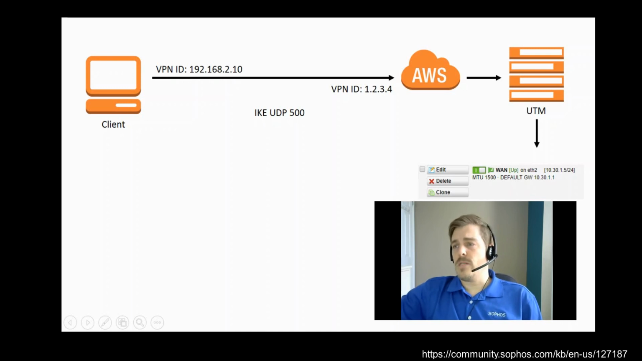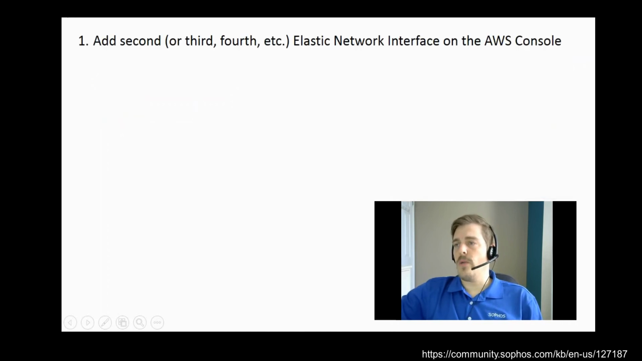So there's a number of steps we're going to perform. Starting with on the AWS console, we're going to create an additional Elastic Network Interface. While I may refer to the additional interface in the walkthrough as a second ENI, if you've already configured a second interface on the UTM, that's fine. It's no big deal. You would just have to create an additional interface. So it could be your third, it could be your fourth interface.